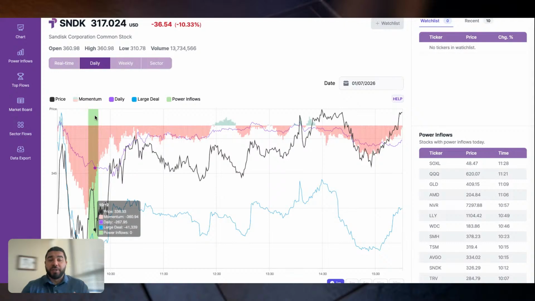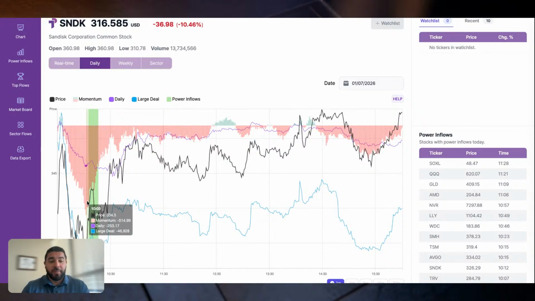Then the power inflow signal I mentioned came in. This is the signal we provide when there's a real significant shift in the order flow. That signal came in just after 10 a.m. Eastern time yesterday, around 10:09, 10:10. And what we notice right around the time that signal came in was that shift in the order flow. That red shade, you can see how deep in the red it was.